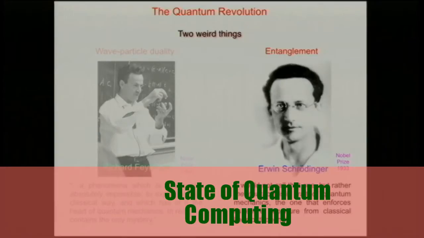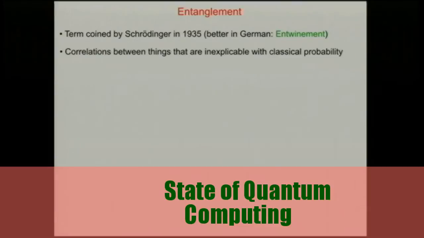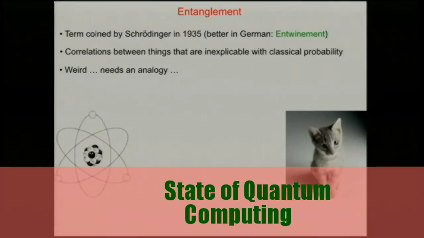Now there's this other notion in physics called entanglement, which Erwin Schrödinger first originated in 1935, and what he was trying to get at with that idea is that in quantum mechanics you can write down states of systems that are inexplicable according to the laws of classical probability, and it's very strange. It needs an analogy.